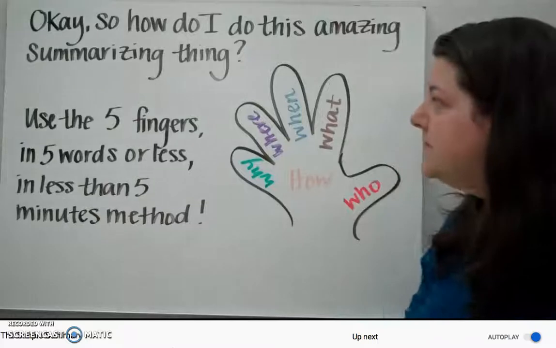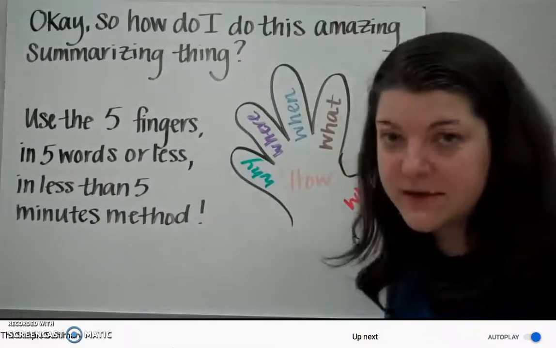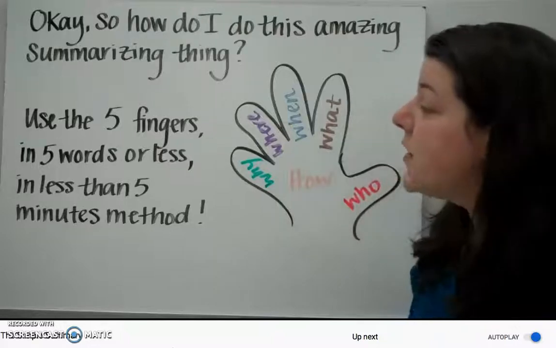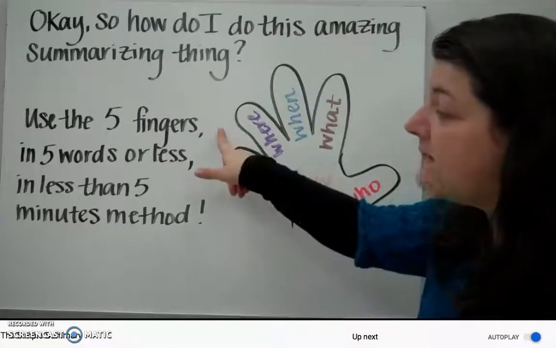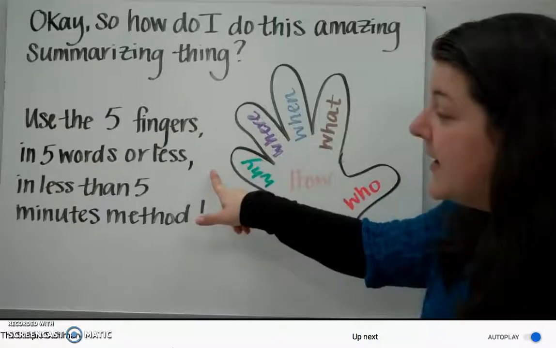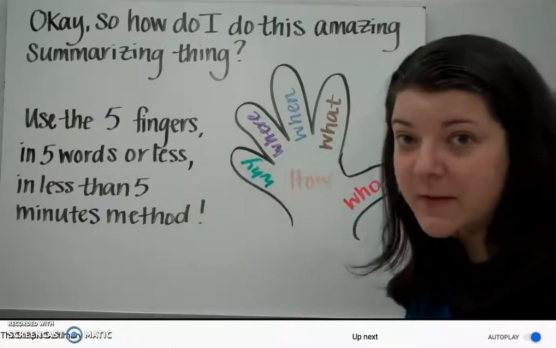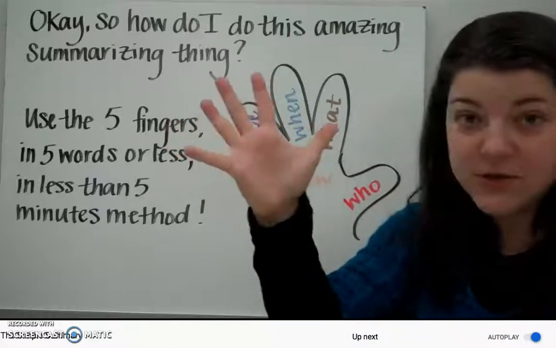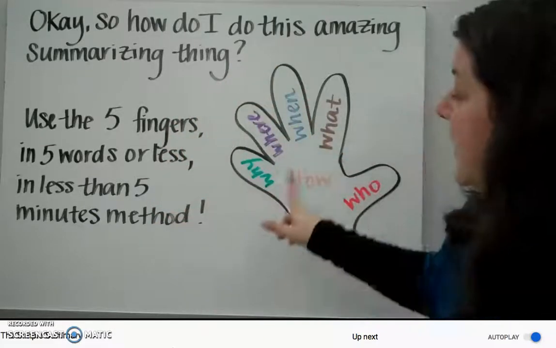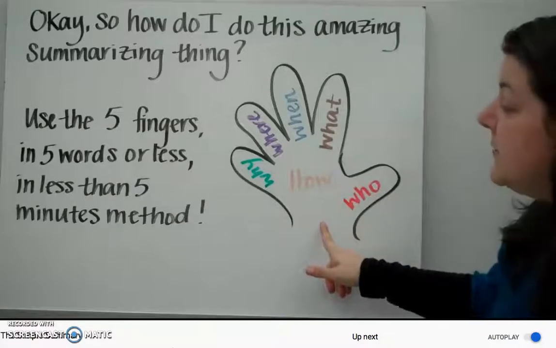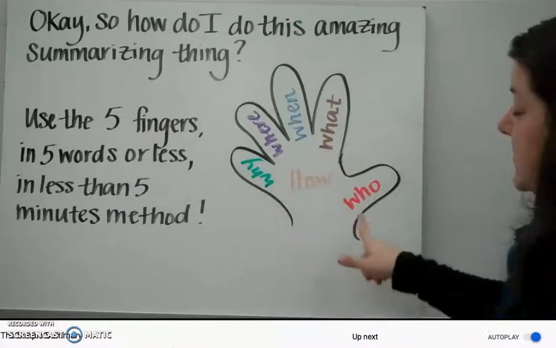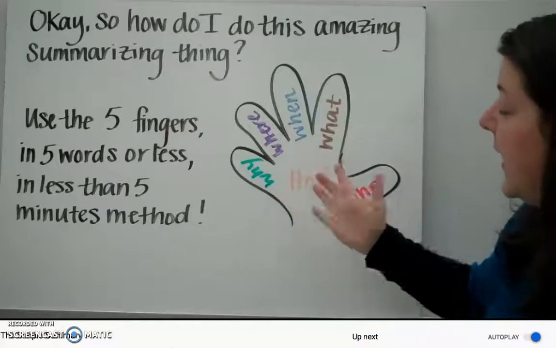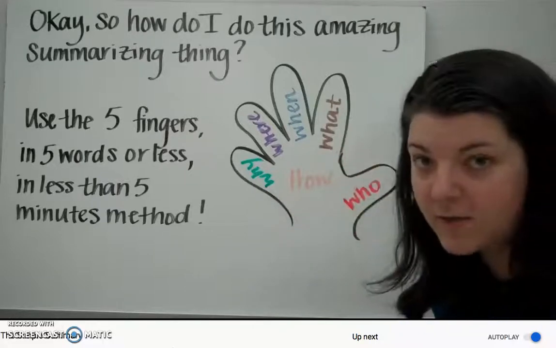So you say, all right, so how do I do this summarizing thing? Okay, well, as it turns out, it's actually pretty easy. So what you're going to do is use the 5 fingers in 5 words or less in less than 5 minutes method. This is pretty awesome. So you want to take a look at your hand. Your hand is important here. And I've drawn a big one for us here. Okay, and with your fingers, you do the who, the what, the when, the where, the why. And then in the poem, the how.